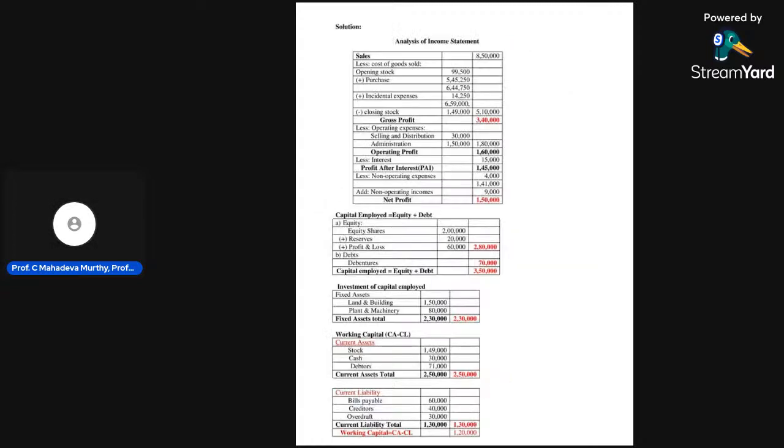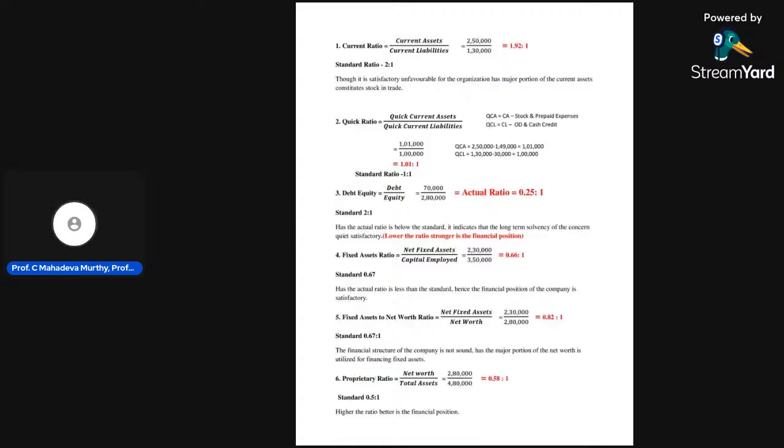See in the previous problem. What is the stock? See here, the stock 1,49,000 in current assets. Cash is 31,000. Debtors is 71,000. Stock is 1,49,000. That is not advisable. Whatever the opening and closing stock may be, stock should not be preserved. If the organization has more stock, it means less sales.